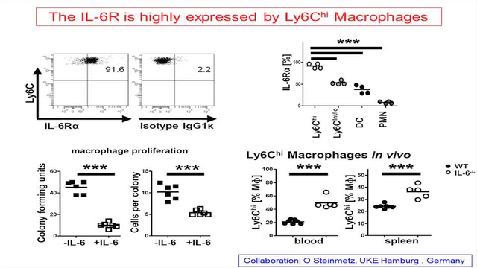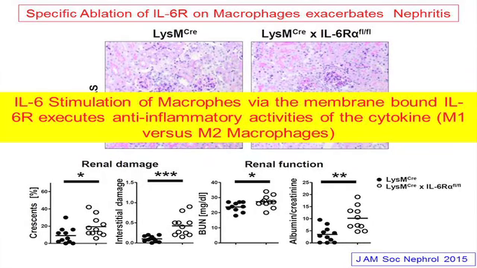The final point was when we knock out the IL-6 receptor only on macrophages and again compare the renal damage in this model. You clearly see that when you have no IL-6 receptor on these cells, you have much less damage and more renal function. This has to be seen in the context that IL-6 stimulation of these macrophages via, importantly, the membrane-bound IL-6 receptor executes an anti-inflammatory activity which goes via the differentiation between M1 and M2 macrophages. M1 are very inflammatory, M2 are rather regenerative, and this seems to be under the control of IL-6, which means that blocking IL-6 is not always the right approach.